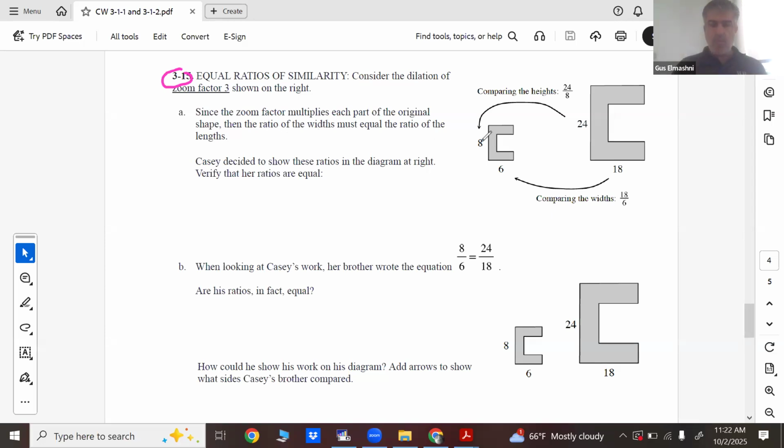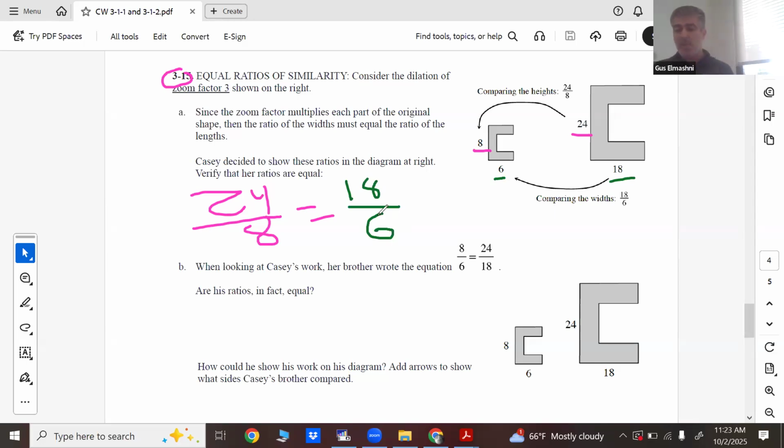So if you think about it, the 24 and the 8 correspond, right? So I'm gonna say 24 over 8. I'm gonna set up a ratio. Let's switch colors. Let's go dark green. Also the 6 and 8 correspond. Notice the big to small. You can do small to big, I don't care. Just make sure you're consistent when you compare both ratios. Are those ratios both the same? Yeah, because they both become 3 equals 3. So it works. Okay, so looking at Kate's work, her brother wrote the following equation. Is that correct? Yes, it is.